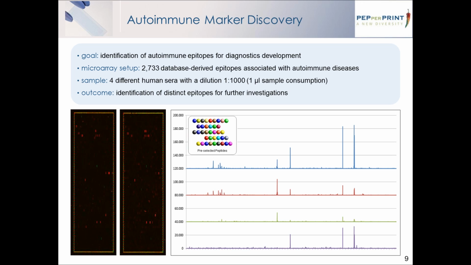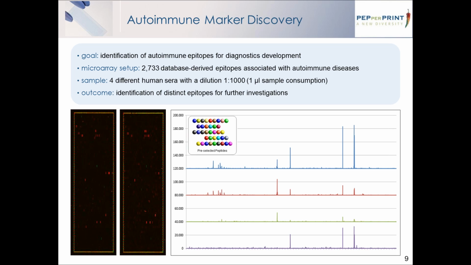In the following case study, we used the standard array for autoimmune disease. And this contains over 2,700 epitopes in duplicates, and they are linked to autoimmune diseases and are listed in the Immune Epitope Database, which is an open source database on the internet. And among these peptides, around 180 epitopes that contain citrulline instead of arginine were printed on the array. Citrulline is a derivative of arginine and is often bound by antibodies in patients with rheumatoid arthritis.